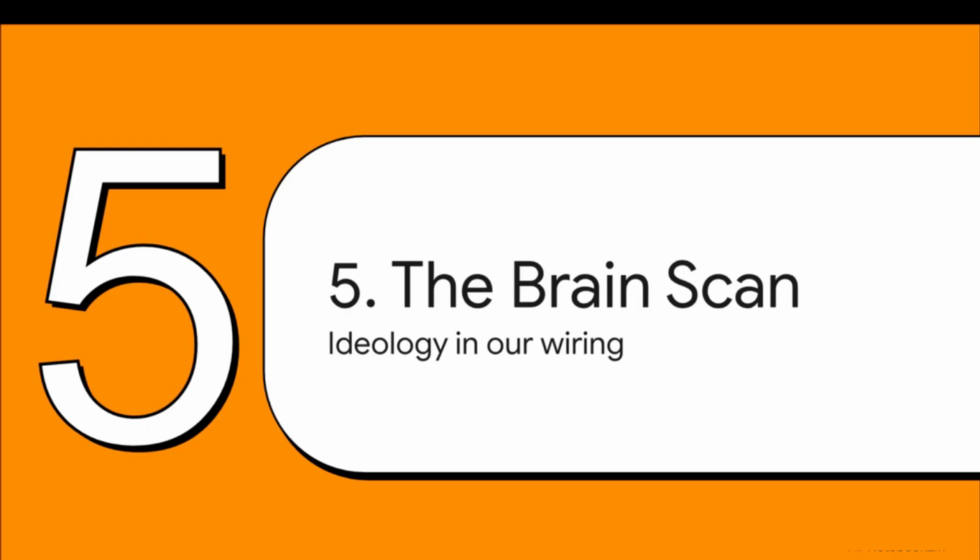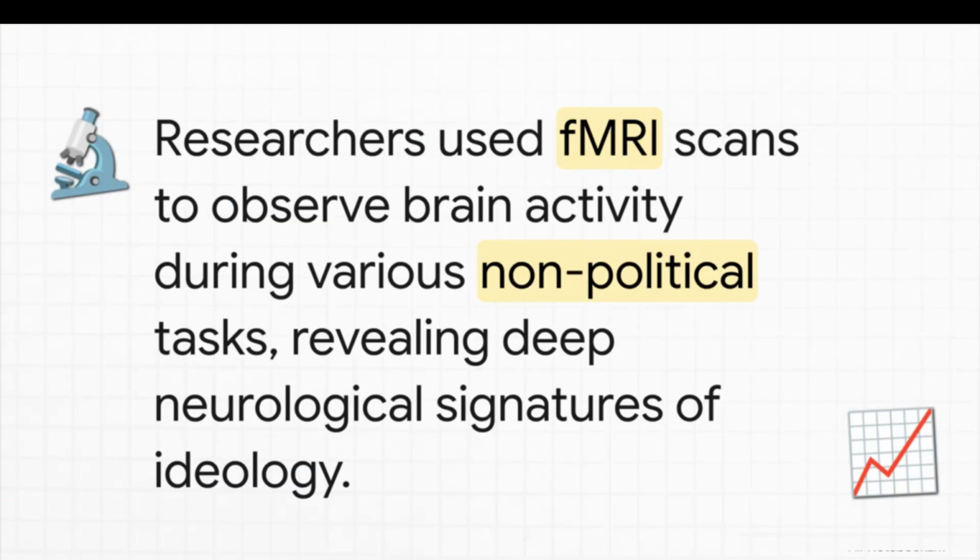Okay, so we've covered the evolutionary history and the deep psychology of our political divides. But can we actually see any of this in the physical brain itself? Well, thanks to modern neuroscience, the answer is a pretty shocking yes. So in this one landmark study, researchers put people into fMRI brain scanners and just had them do a bunch of different tasks. Here's the important part. None of the tasks were political. They weren't asked about policy. They were just looking at pictures, solving little puzzles, even just resting quietly.